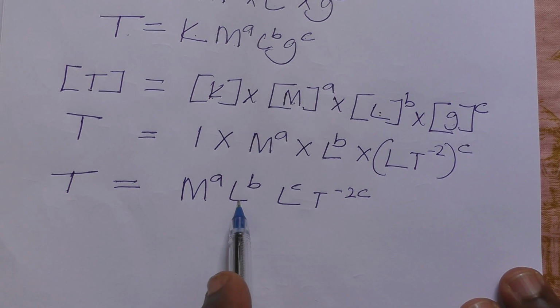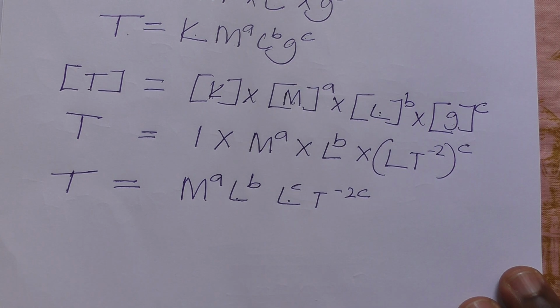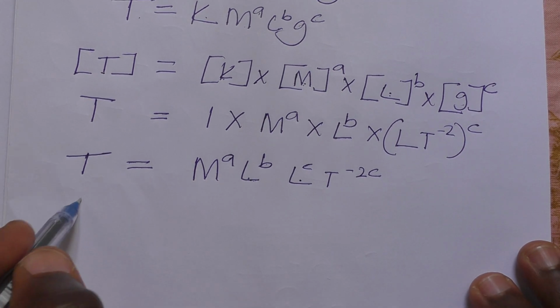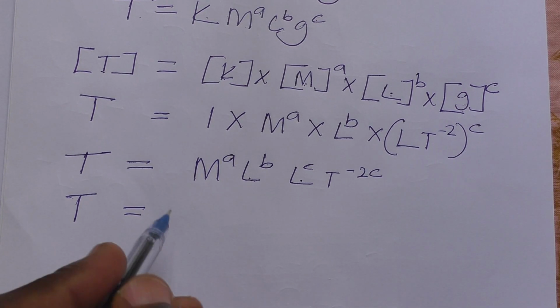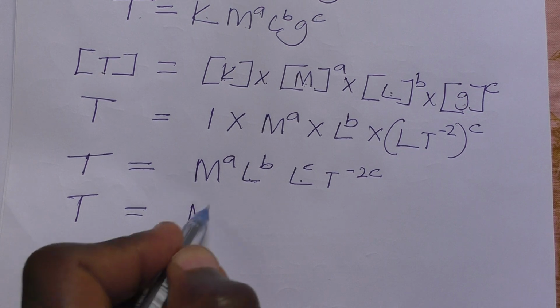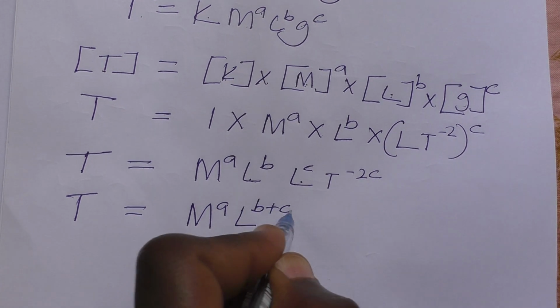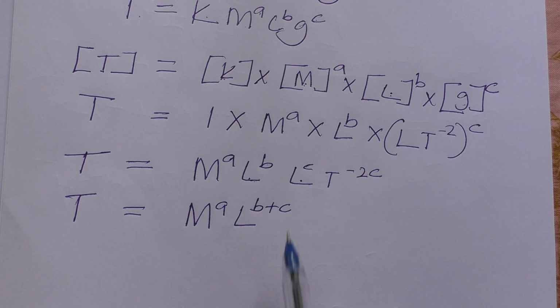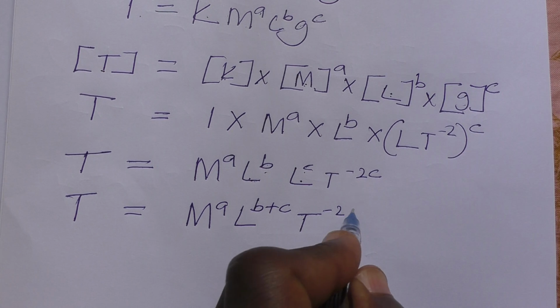And therefore, since they have the same bases, we add the powers according to indices. So that gives us time equaling M^a L^(b+c), applying indices, and then T^(-2c).